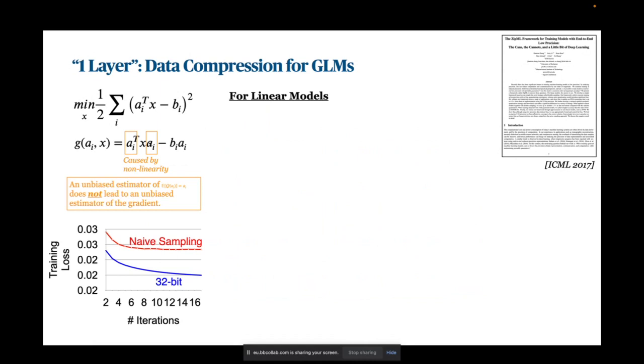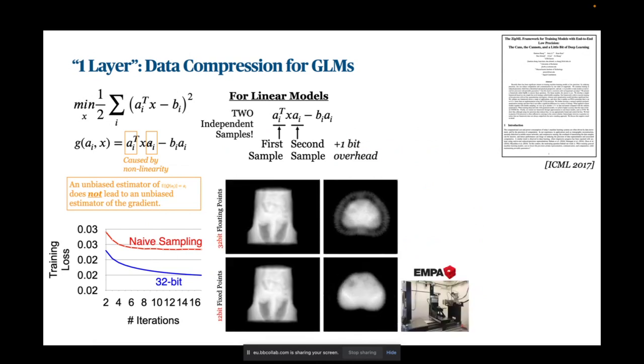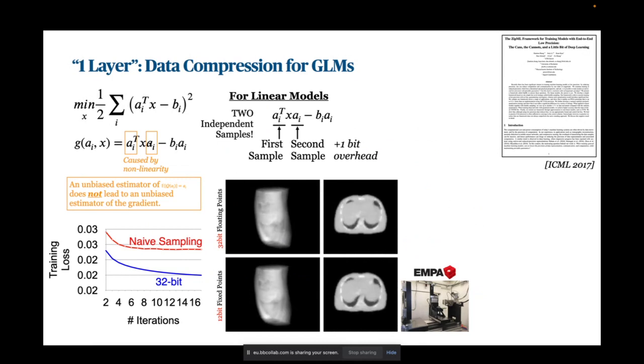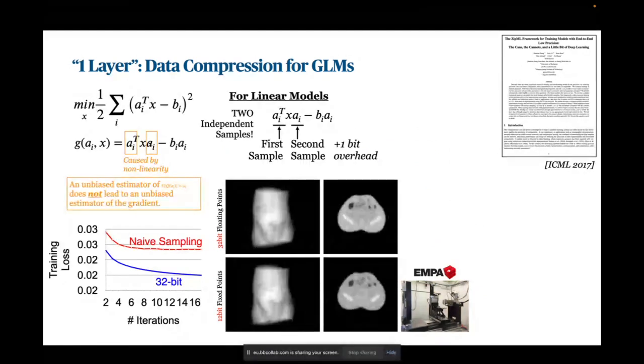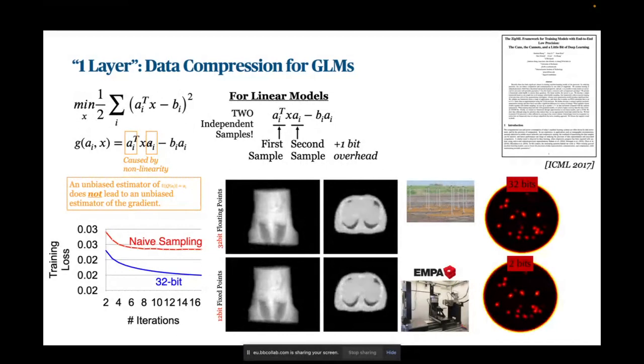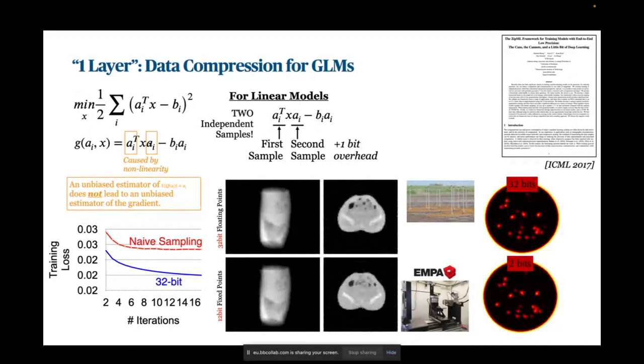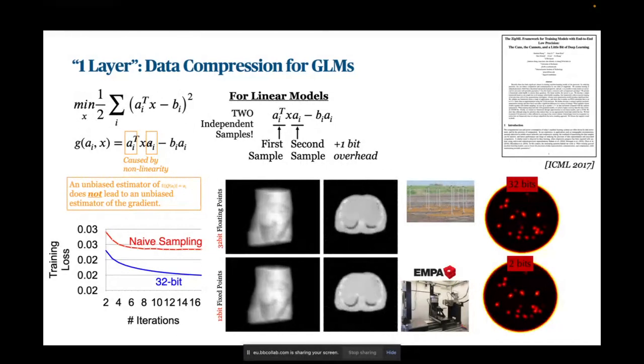But for a linear model, you can do something. Instead of using one sample twice, you can have two different samples: one unbiased sample the first time you use the data, and another unbiased sample the second time. This gives you 1 bit of overhead on the system side, but works pretty well. This is about tomographic reconstruction, and a little bit about compressive sensing. It can actually give you something.